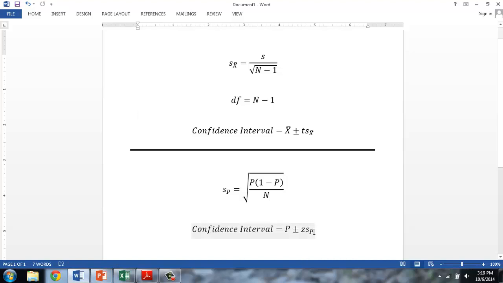The last step is to determine the z. Calculating confidence intervals for proportions uses the z distribution instead of the t distribution. As your book highlights, for a 95% confidence level, the z equals 1.96, and for a 99% confidence interval, z equals 2.58.